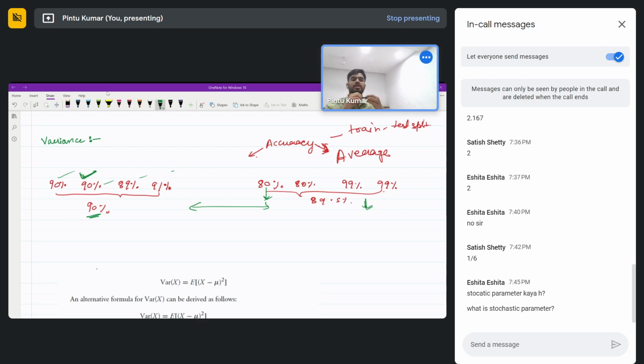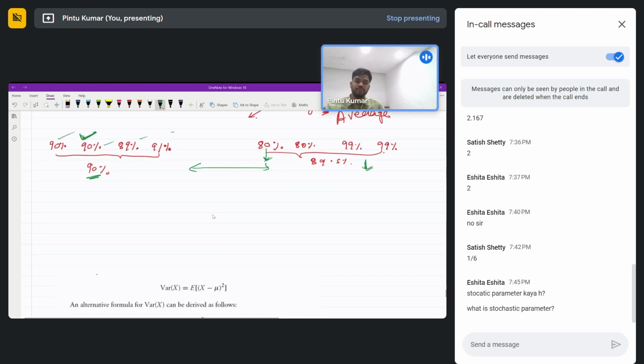So a stochastic parameter is a parameter that is not fixed but varies, okay? So stochastic means something that is not fixed but varies. For example, if you train your model, what is the first step that you do? You split your train and test data set, right? So you say that 80% will be training data points and 20% will be your testing data points.